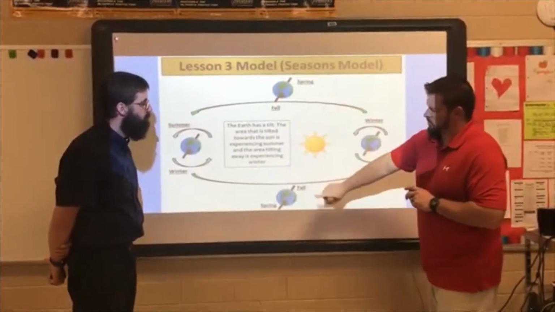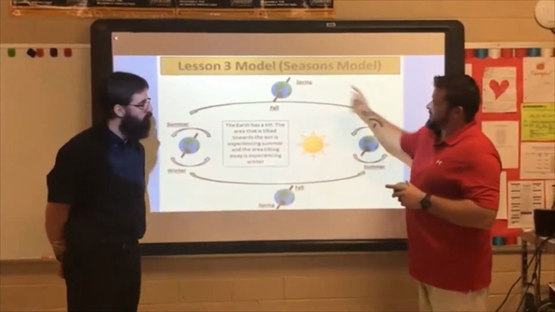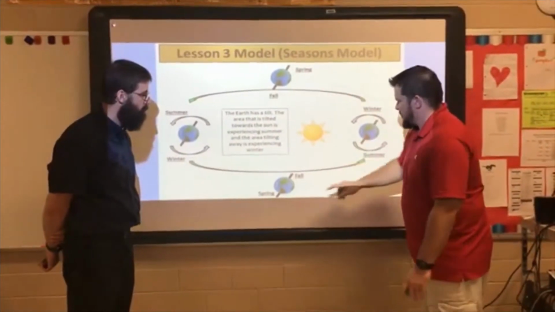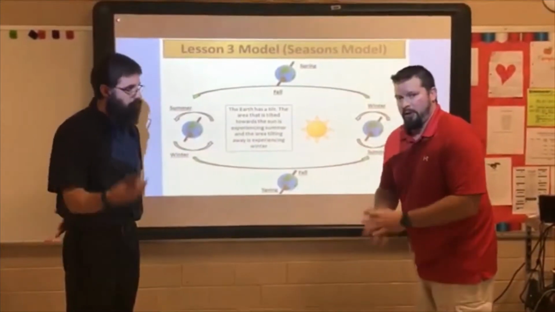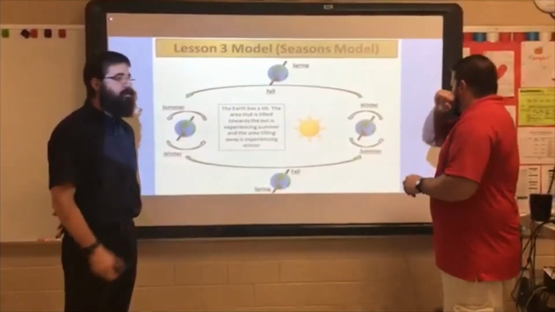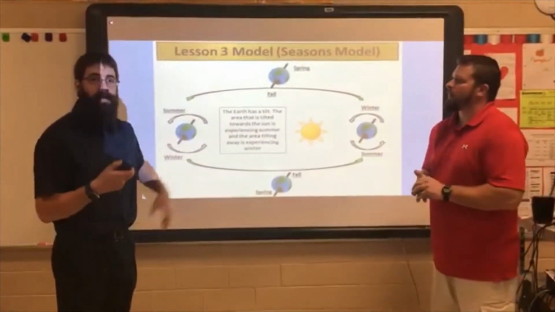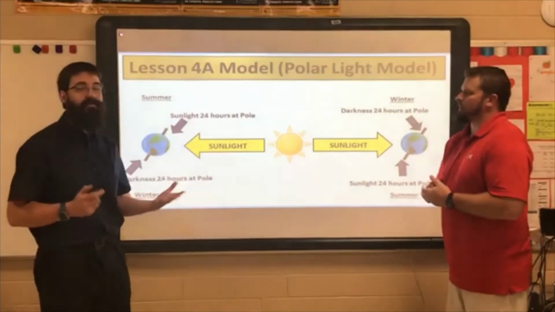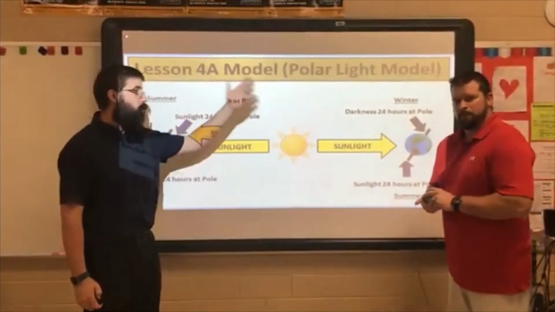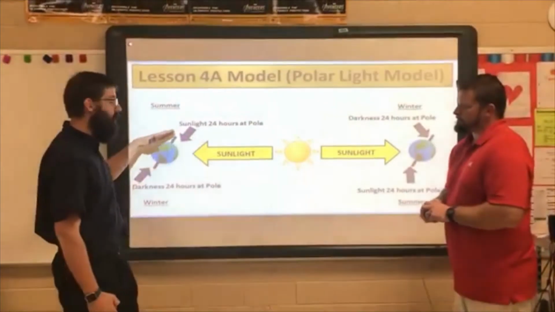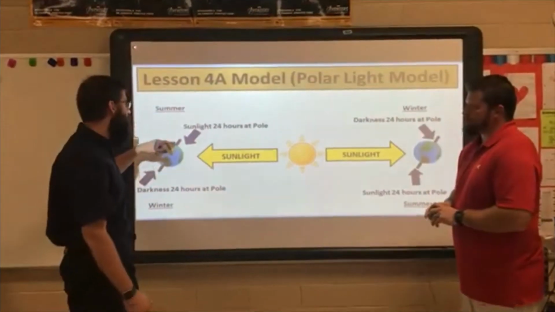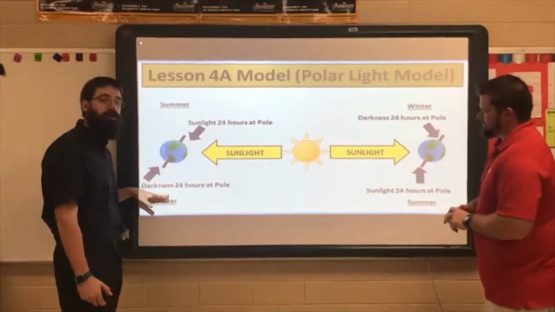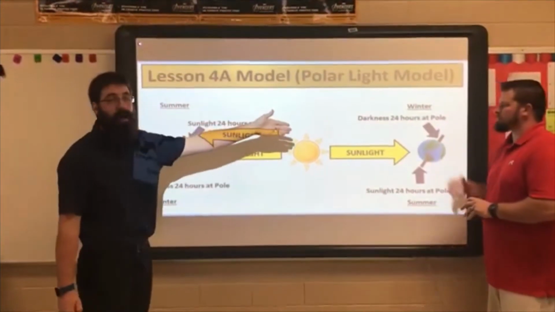And here we have our 2 transitional points. From winter to summer would be spring for us and fall for them down there, and from summer to winter would be fall for us and spring for the southern hemisphere. Then we asked, how does light hit these different areas if there is a tilt? Because of that tilt, if we're tilted towards the sun, our North Pole would have sunlight for 24 hours, while our South Pole would have darkness for 24 hours. It's the complete opposite on the other side.